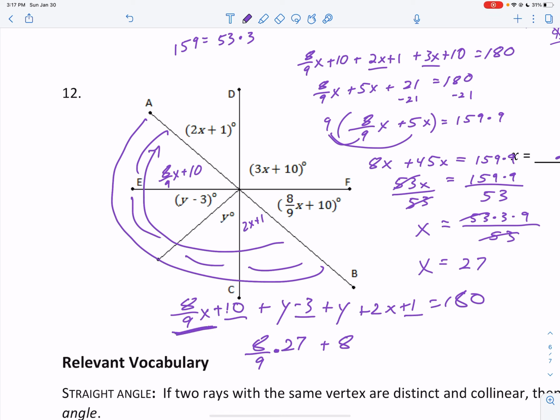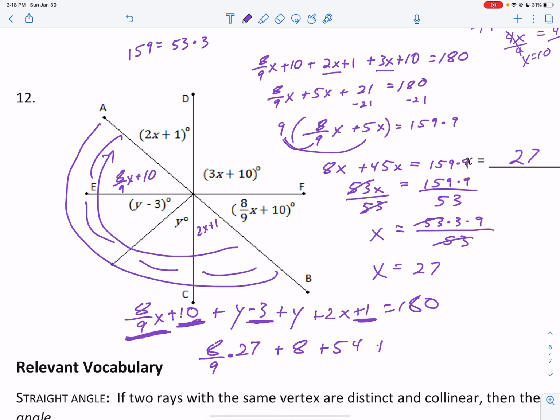So I'm just underlining the things that I've already written. I've written my 8 over 9x, but instead of writing x, I wrote 27. I've combined my constants a little bit, just to make it look a little bit nicer. 10 minus 3 is 7, plus 1 is 8. I still have my 2x right here. So 2 times 27 is 54, because I'm replacing x everywhere I saw x with 27 now, because I know what it is. It's right there. Plus y is 2y. I know this looks crazy, but you guys can simplify it in a lot of other ways too.